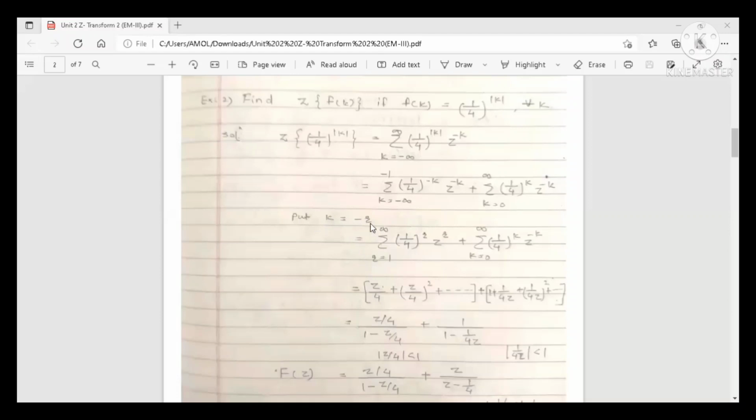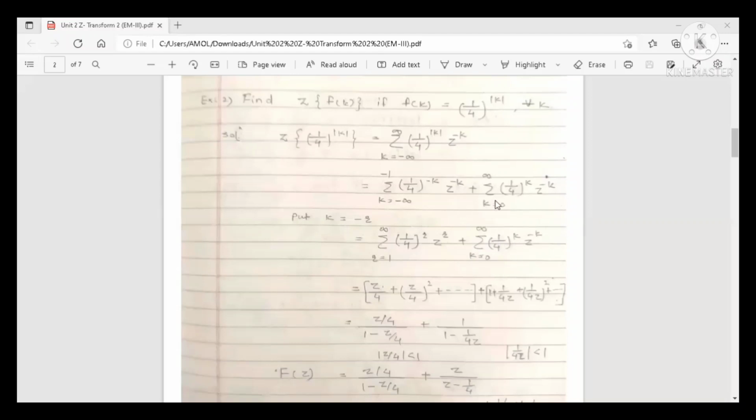So in that case, the limits of the first summation change to 1 to infinity, r is equal to 1 to infinity. And in the summation, the term is 1 by 4 to the power r because minus k is equal to minus r. So if you put k is equal to minus r, minus minus plus, so the power is r, 1 by 4 to the power r, z raised to minus k. The value of k is minus r, so the power of z is r. Okay, so summation r varies from 1 to infinity, 1 by 4 to the power r into z raised to r, plus summation 1 by 4 to the power k.